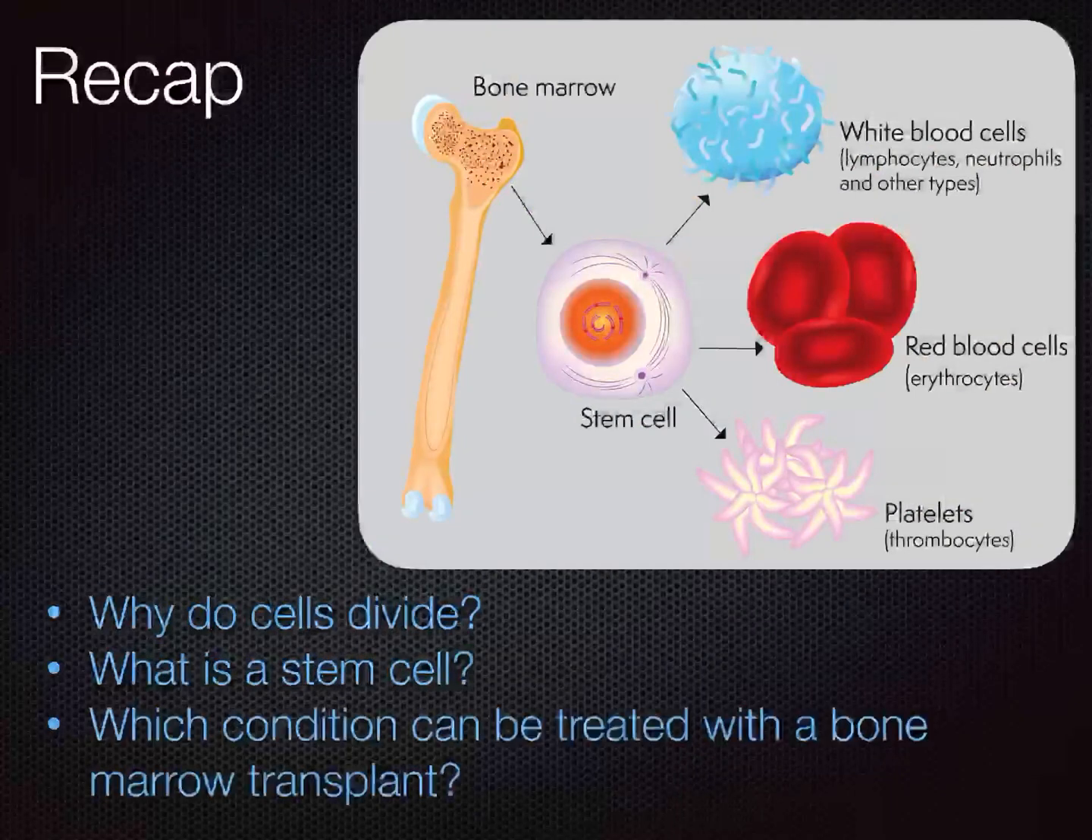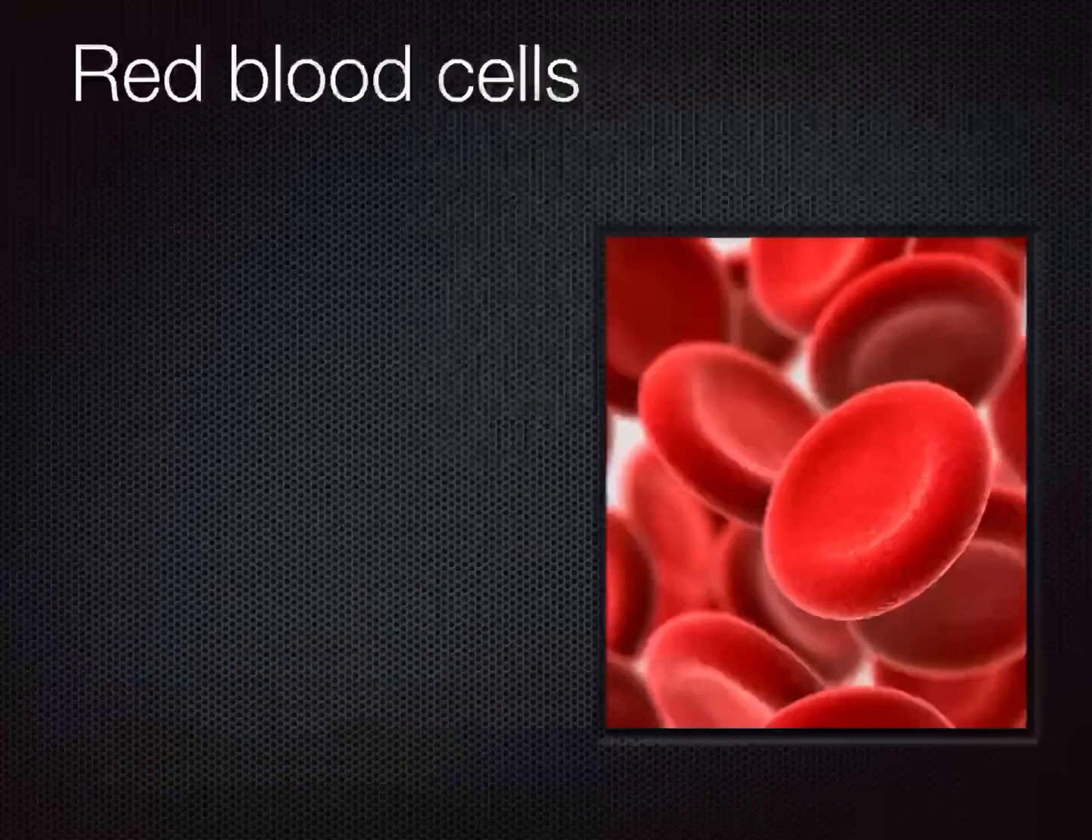There's a certain condition which can be treated with a bone marrow transplant. That condition is a cancer of the blood, and it's called leukemia. So leukemia is because you don't have working cells in your blood, so you add new stem cells to the bone marrow and they start to make replacement cells.